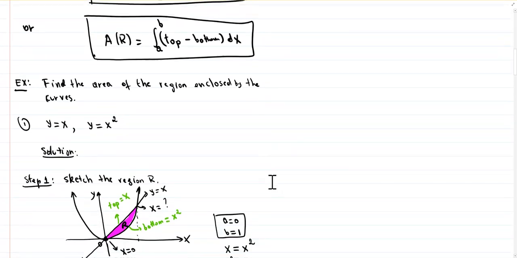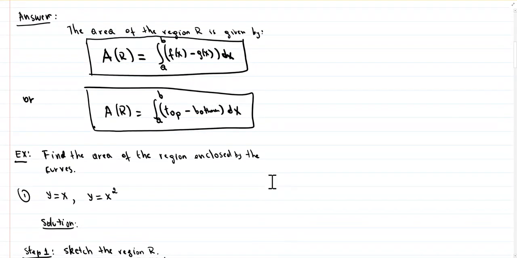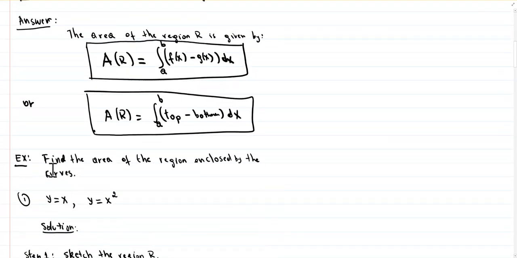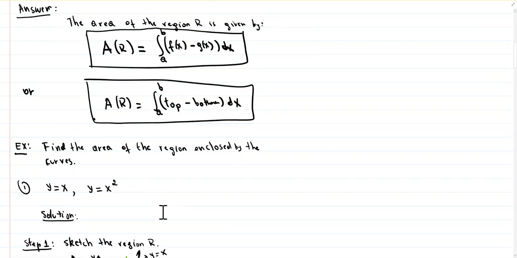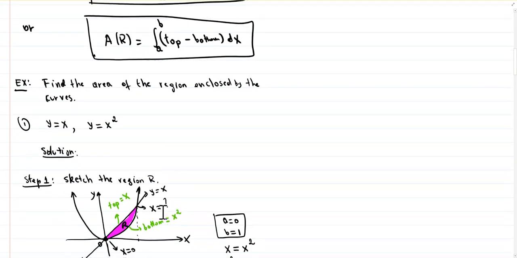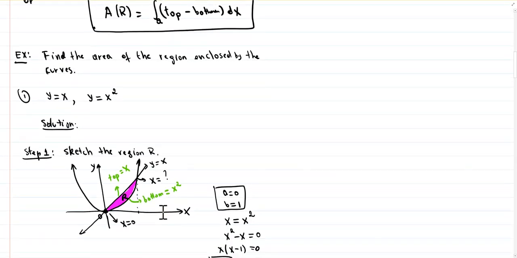So here's the example. You are asked to find the area of the region enclosed by the curves y equals x and y equals x squared. They didn't give us the boundaries, the limits of integration. So it's up to us to find those limits of integration. So first, it's good to know how to graph the region. How do you graph the region?